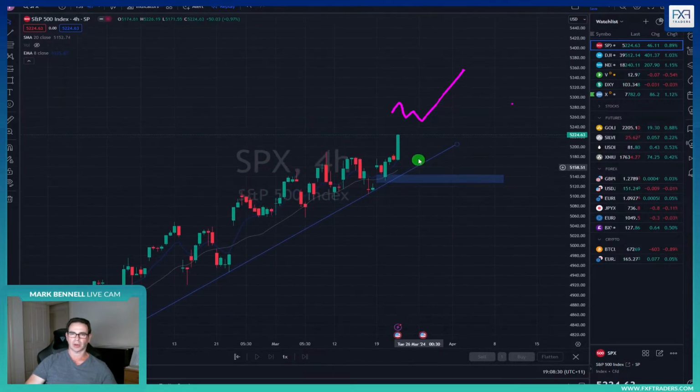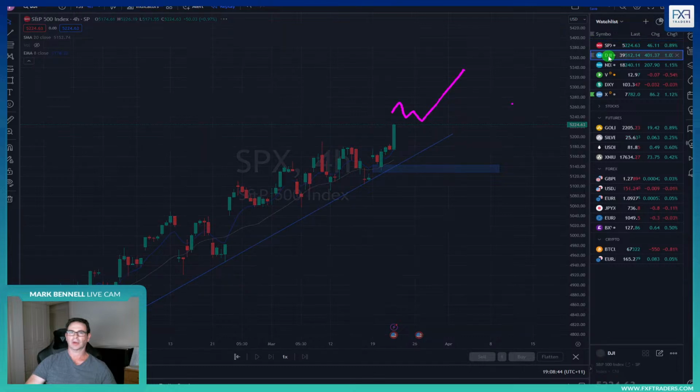So, pull back to the trend line would be nice. Pull back to the swing high or just under. We probably don't want to take out all of this bar. So that's what I'm looking for on the SPX. I'll put that on the list.